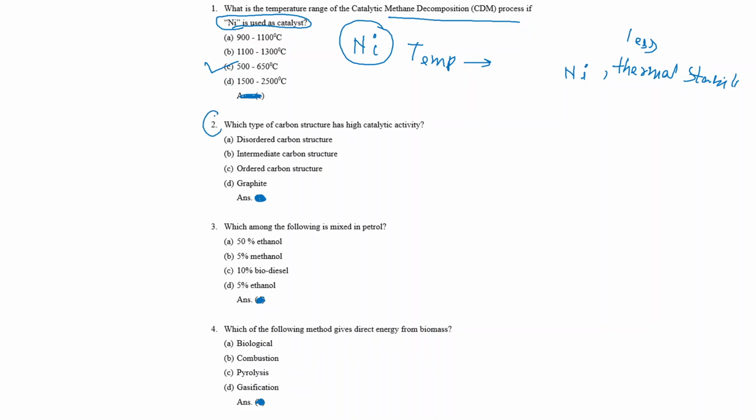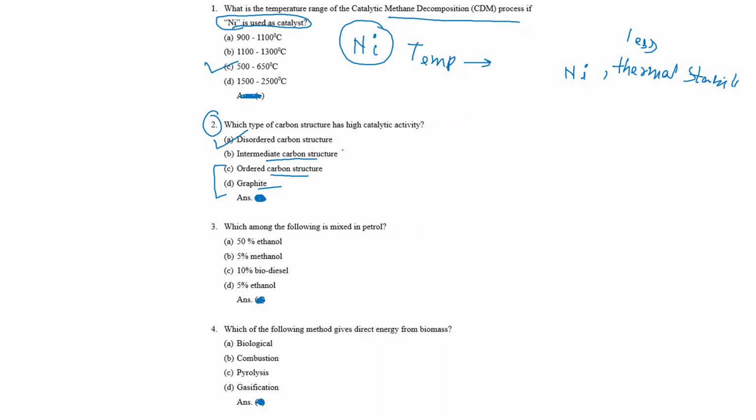Next, question number 2. Which type of carbon structure has high catalytic activity? Disordered carbon structure, intermediate carbon structure, ordered carbon structure, or graphite? A, disordered carbon structure. Here you can see that options C and D, ordered carbon structure and graphite, are actually the same thing.